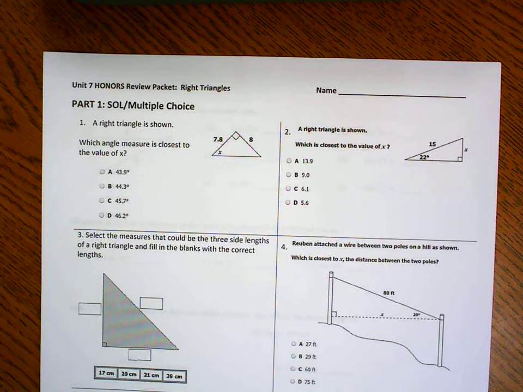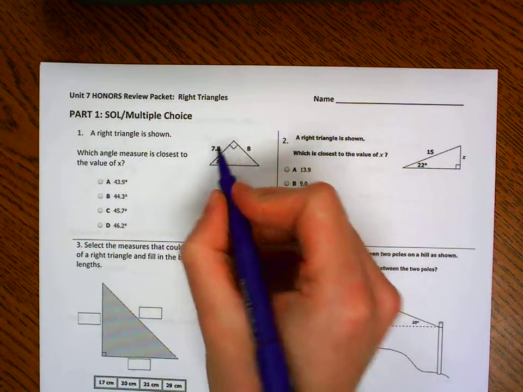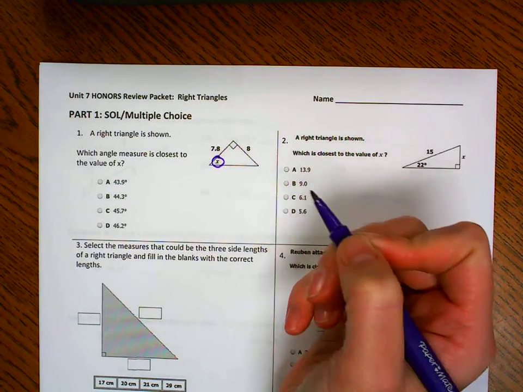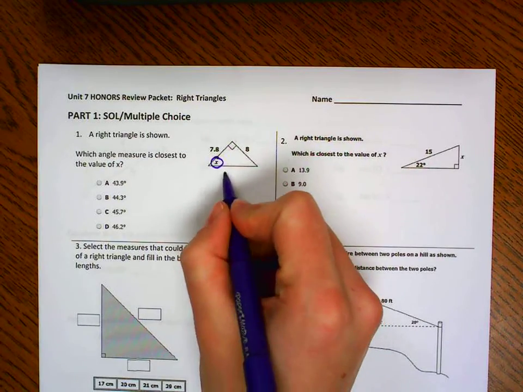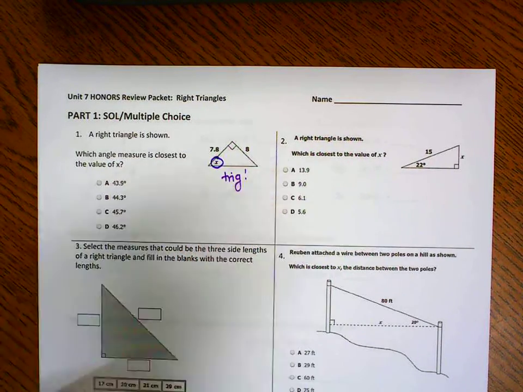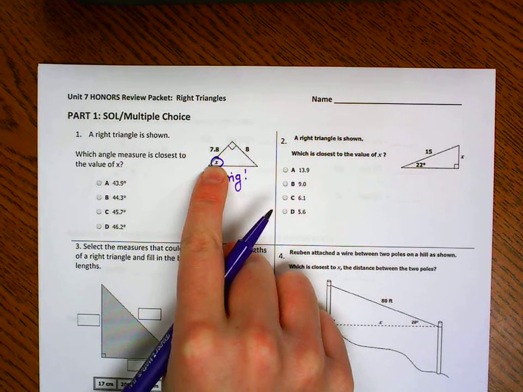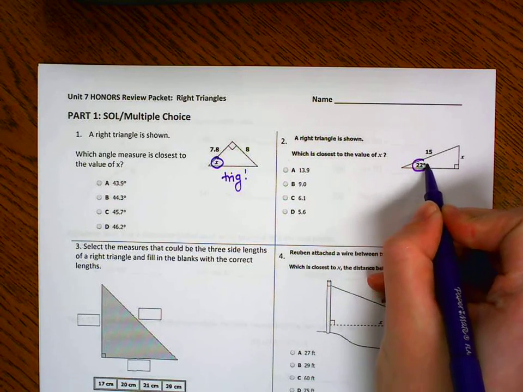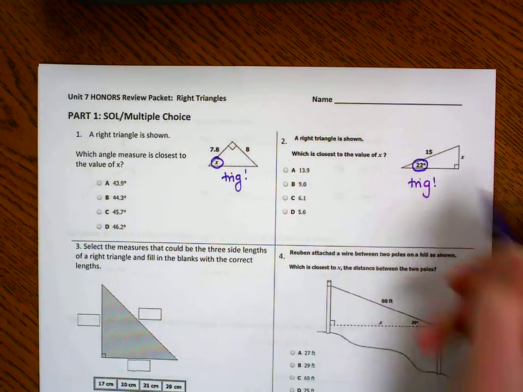Number 1 says a right triangle is shown. What angle measure is closest to the value of x? So the real thing you just have to do is figure out which method to use. I'm solving for an angle, so I can't use the Pythagorean theorem. It's not a special right triangle, so this is going to be a trig problem. So I'll let you guys solve this by yourself, but I'll give you the hint that you're going to be using trig to solve this. Specifically, since x is going to be in your angle, you're going to have to use inverse trig. Number 2 is also going to be a trig problem because you have an angle that's not 30, 60, or 45, so this will also be a trig problem.